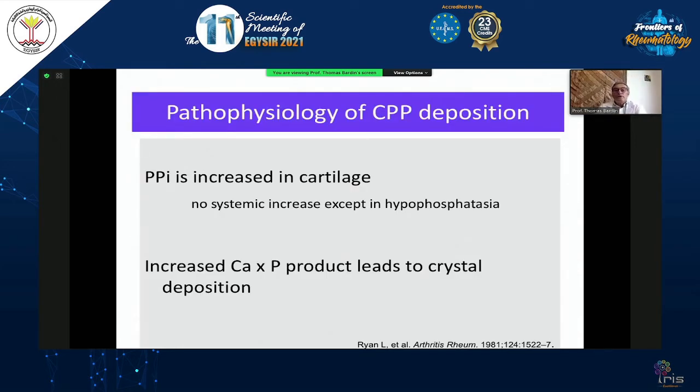About the pathophysiology of CPP crystal deposition, this is due to an increased calcium over pyrophosphate product in the cartilage. Early work in the early 80s has shown that the concentration of pyrophosphate in patients with CPPD is increased in the cartilage, but usually in the cartilage only. And there is no systemic increase except in a very rare disease, which is hypophosphatasia.